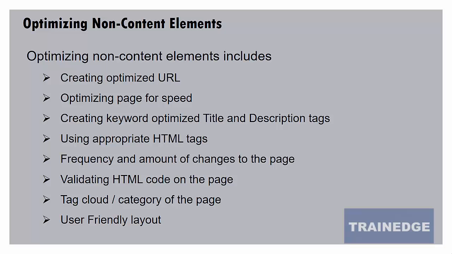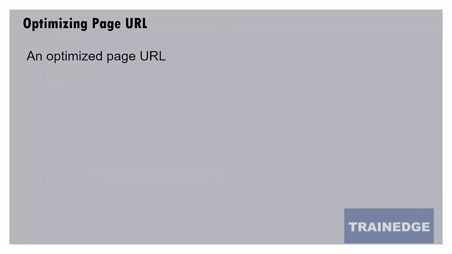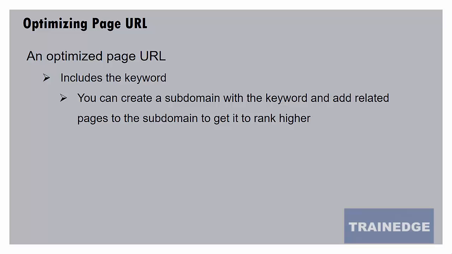Let us see how we can optimize the page URL. An optimized page URL includes the keyword you are targeting on the page. You can either create a subdomain which has the keyword and then add pages to that subdomain. Google looks at the subdomain as a relevancy signal. So if your subdomain has the keyword, your subdomain and all the pages on that subdomain are likely to rank higher for that keyword.